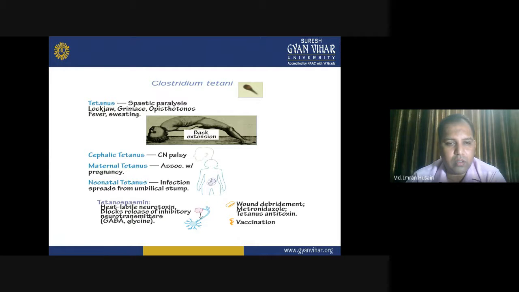So, tetanospasmin, a heat-labile neurotoxin, blocks the release of inhibitory neurotransmitter. Wound debridement, metronidazole, tetanus antitoxin, and vaccinations are the solution. So it causes a very grim condition in children, and Clostridium tetani causes tetanus. So these are all the working mechanisms of tetanus.